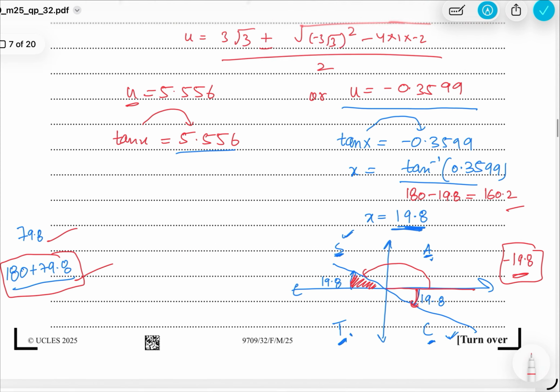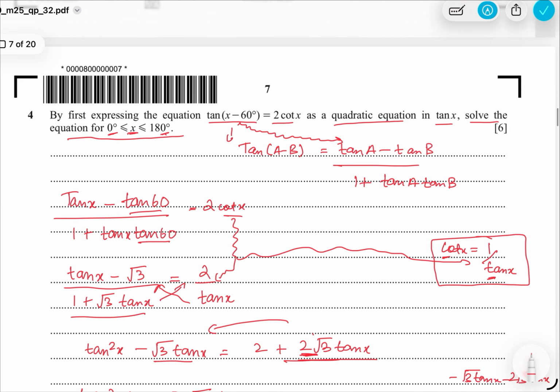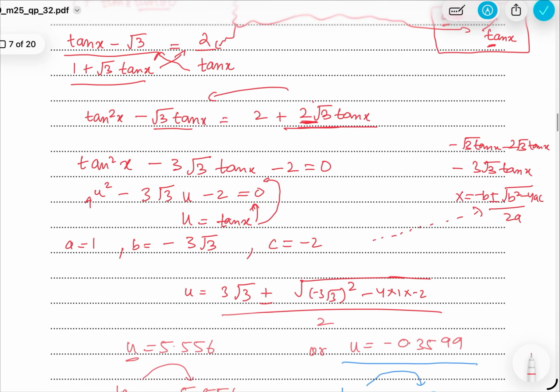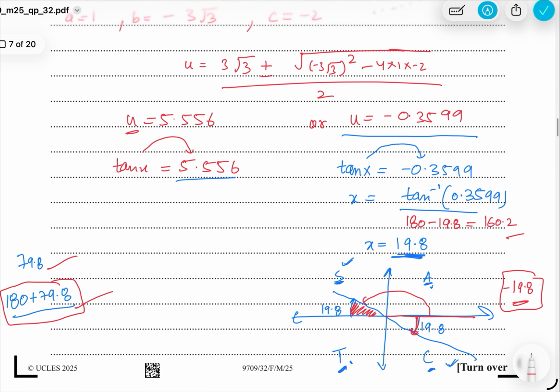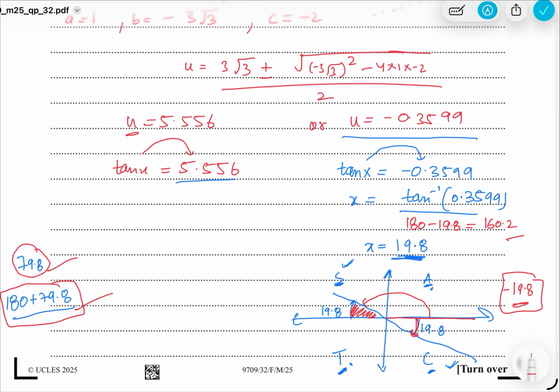Now let's check the range. The range of our answer should be between 0 and 180. So two answers are qualified for it, this one and this one. These are not in the range, so we will exclude them. So our answer would be 79.8 and 160.2.